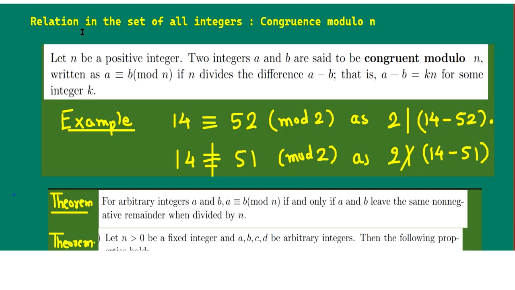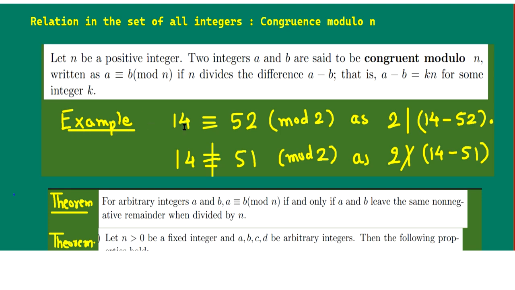Let us see a relation in the set of all integers, that is the congruence modulo n relation. Let n be a positive integer. Two integers a and b are said to be congruent modulo n, written as a is congruent to b mod n, if n divides the difference a minus b. That is, a minus b is a multiple of n.